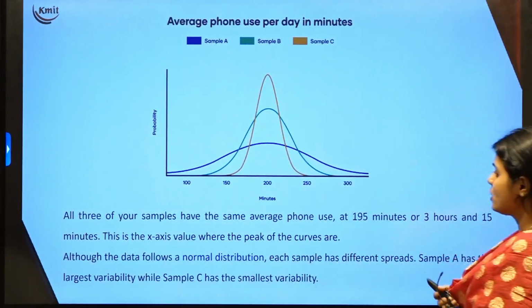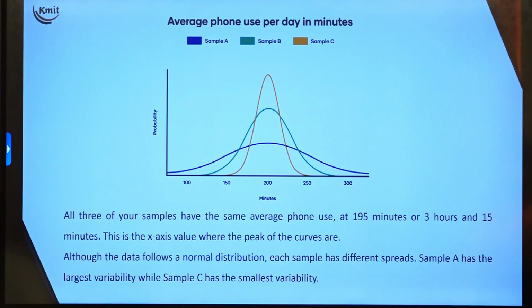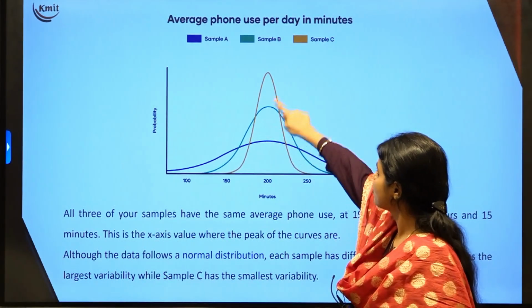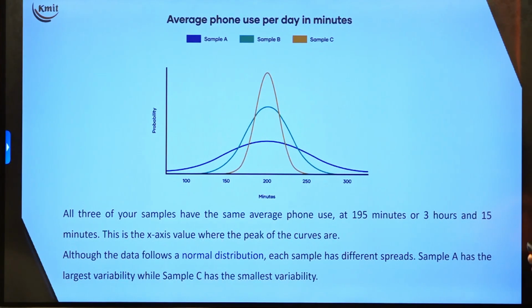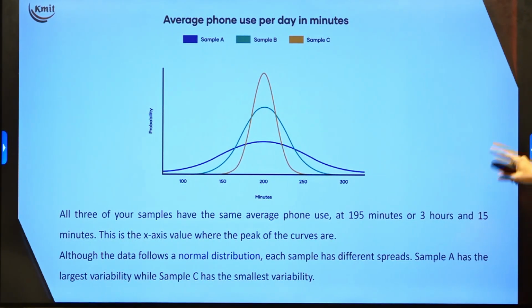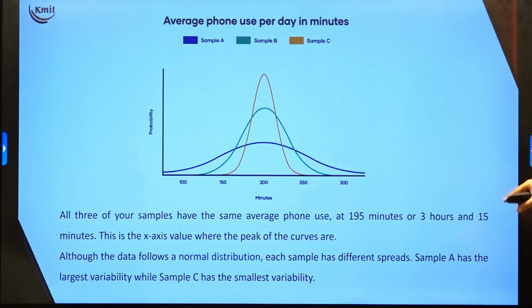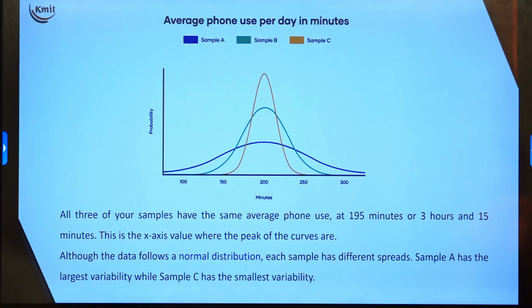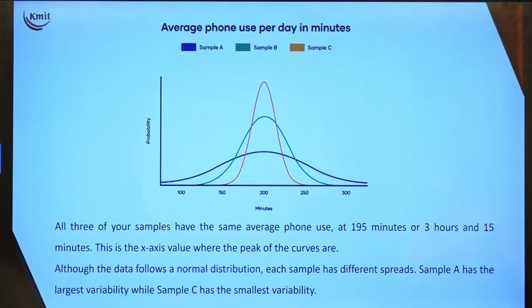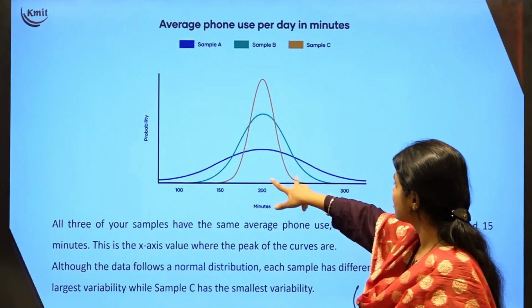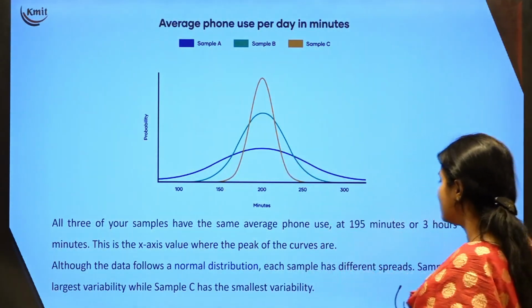All three of our samples have the same average phone use, approximately 200 or 195 minutes. But when we look at the x-axis, which represents the minutes used, although the data follows a normal distribution, each sample has different spreads: sample A, sample B and sample C have different spreads.